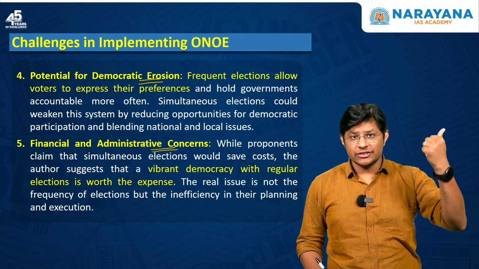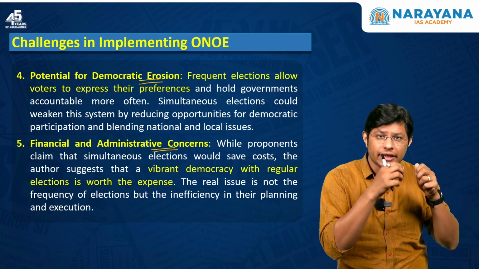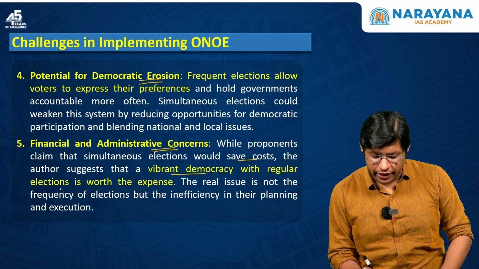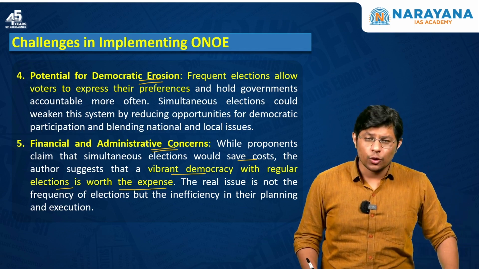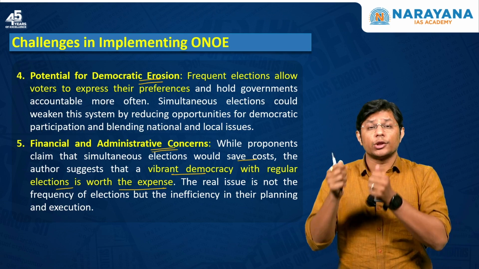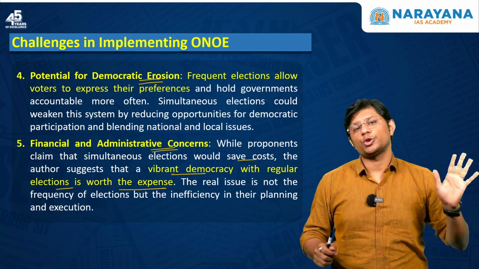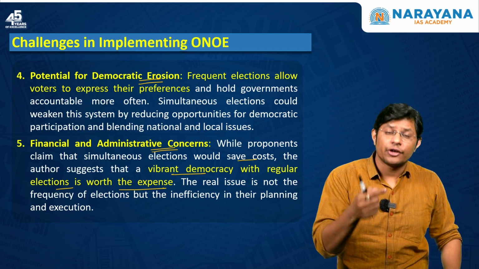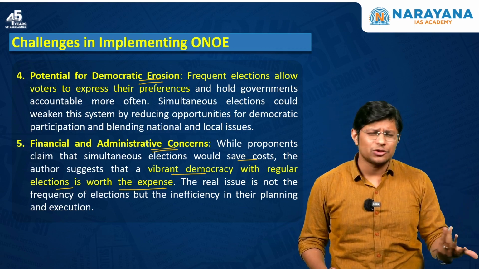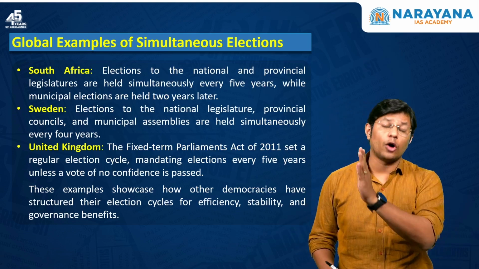The fifth, financial and administrative concerns. Now, in the benefits, we have seen that we are going to save a lot of money. But what the critics of these simultaneous elections are arguing is that, yes, these simultaneous elections would save cost. But vibrant democracy with regular elections is worth the expense. So, the critics are suggesting that it is very important for the democracy to be vibrant, which means people should have a tool through which they can change the government. Once you vote the political party to power, for 5 years people would have no choice. So, in order to empower people, frequent elections are a must, is what the critics are saying. And 30 to 40,000 crores for a country as big as India is not a big amount as such, right? So, these are some of the challenges in implementing one nation, one election or simultaneous elections.